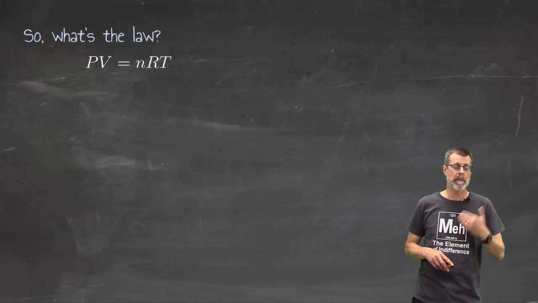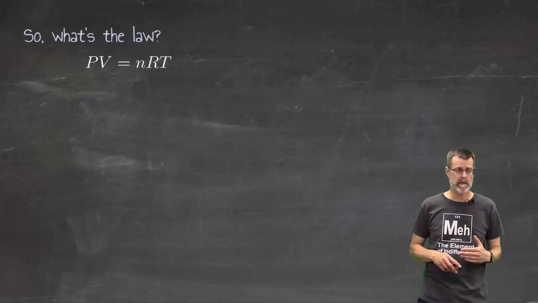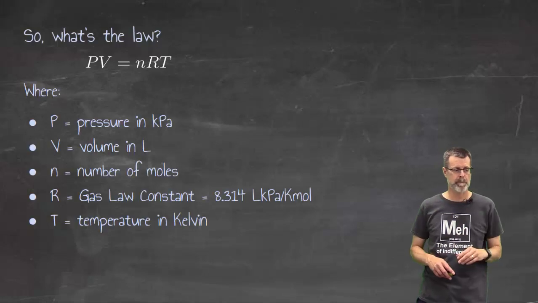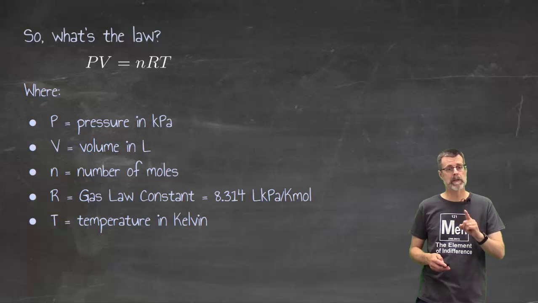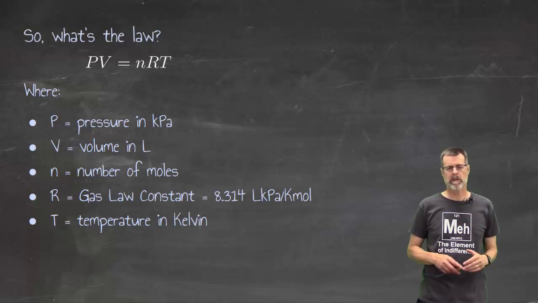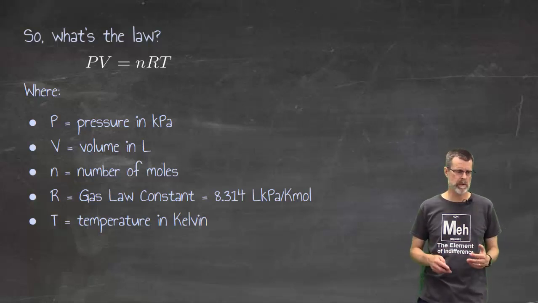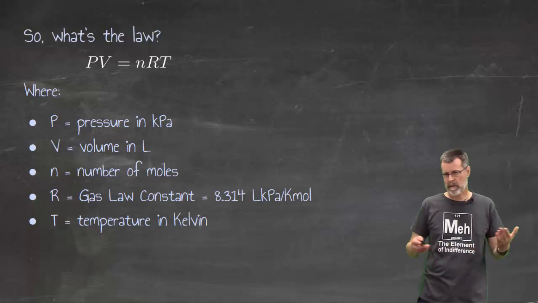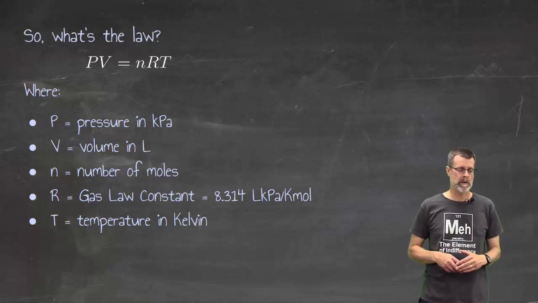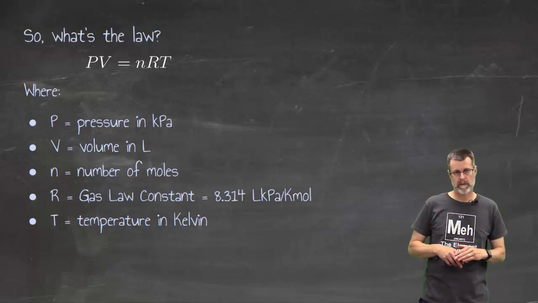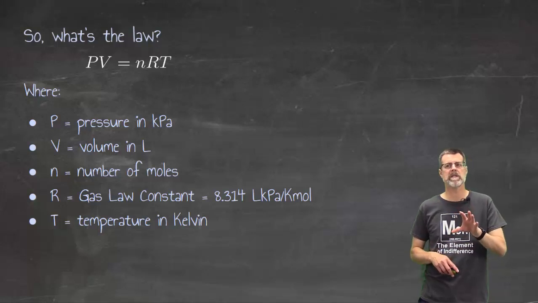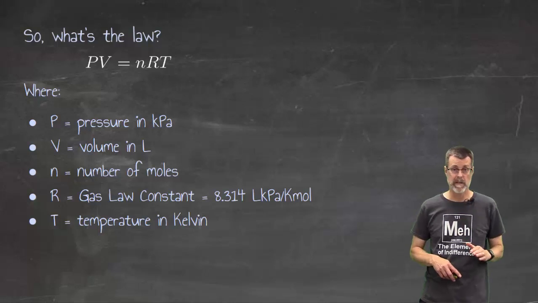Okay, what's the law? Here's the law. PV equals nRT. So P is obviously pressure, V is volume. However, it's got to be in liters, and pressure is in kilopascals, although we haven't used any other unit. N is number of moles, as we've had for a long time now. R is new, it's gas law constant, and it's 8.314 liter kilopascals over Kelvin moles. And if you think that's a really crazy unit, the whole point of that nutty unit is to make sure everything else cancels out properly.